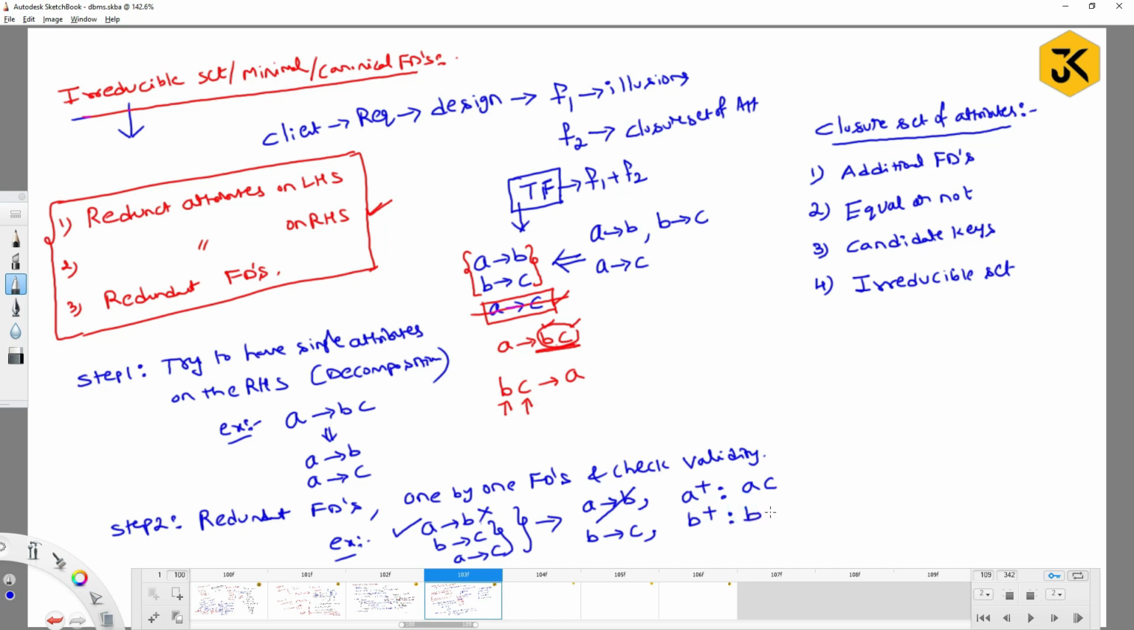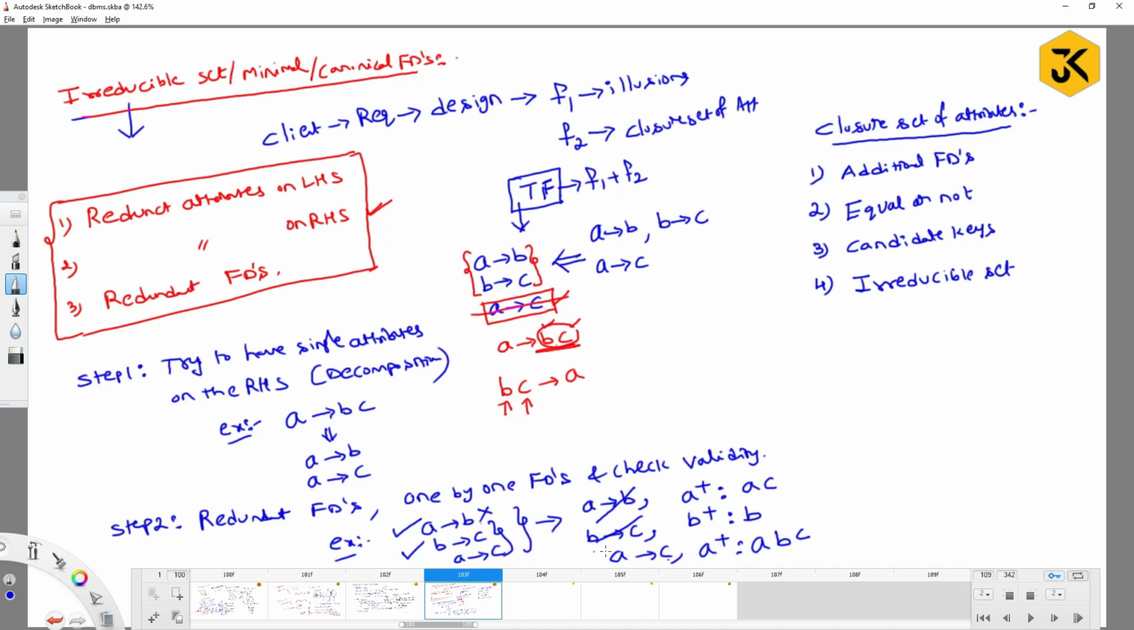B determines C is also required for me, right? So that means it is a valid one. Now try to find out whether A determines C. If I find the A closure, what are you going to get? A is compulsory. From A can you get B? From B can you get C? Yes. It means that A determines C can be derived from the other dependencies.